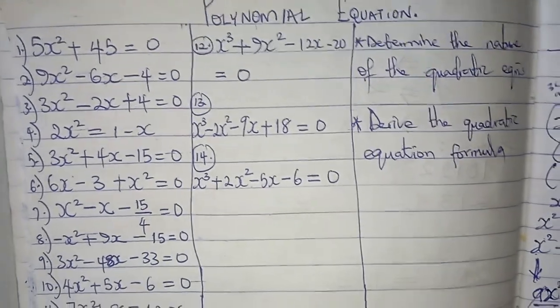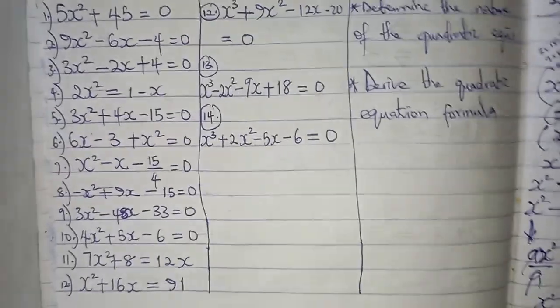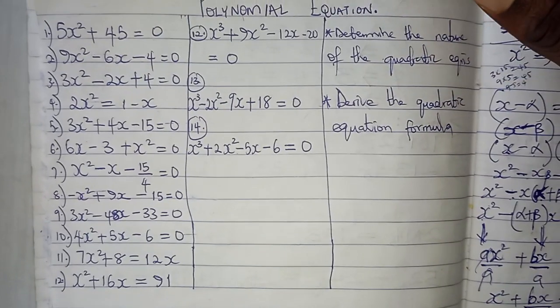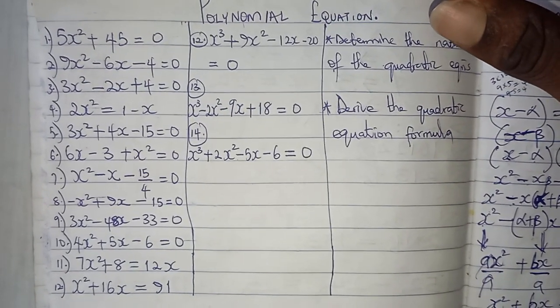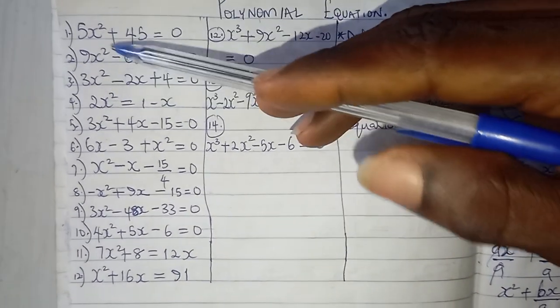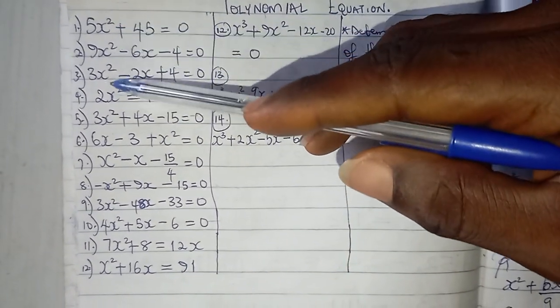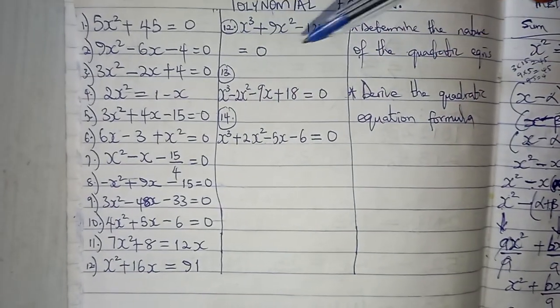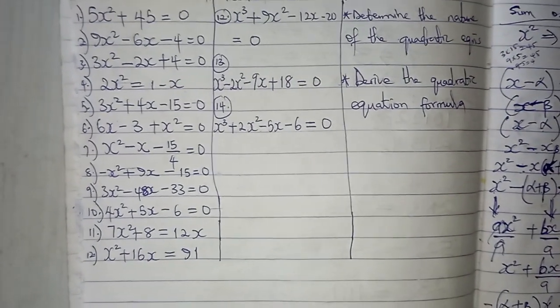Alright, polynomial equation. Today what we are treating is quadratic equation. We normally say that a quadratic equation is a polynomial whose highest power of x is 2, or a polynomial of order 2. So you can see that the highest power here is 2. Today we are going to be treating the methods of solving quadratic equations.